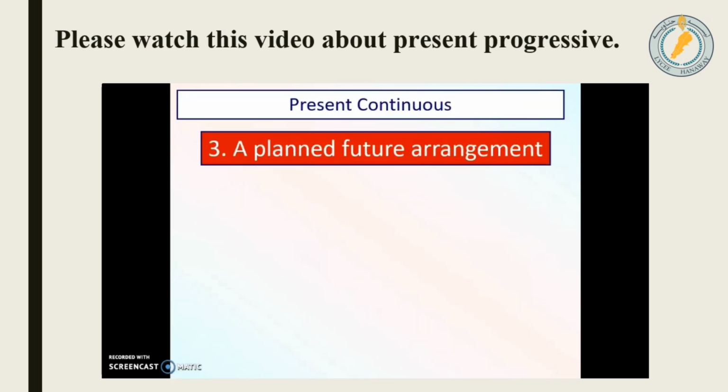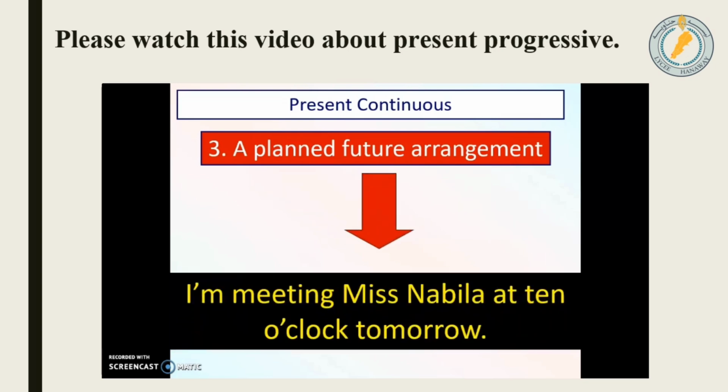Present continuous tense is also used to talk about a planned future arrangement. Example, I am meeting Miss Nabila at 10 o'clock tomorrow. As you can see, I have a planned future arrangement, which is at 10 o'clock tomorrow. Since I have this planned future arrangement, I use the present continuous. These are the three uses of the present continuous tense.